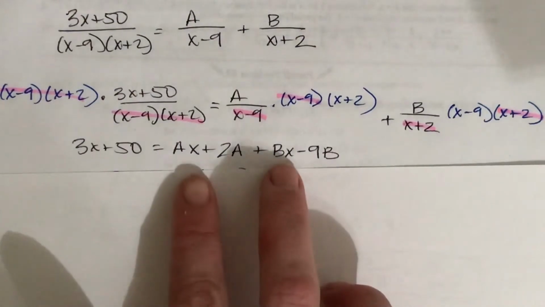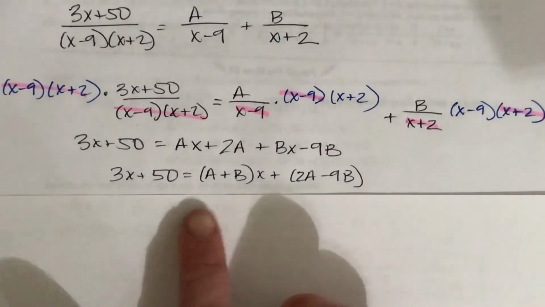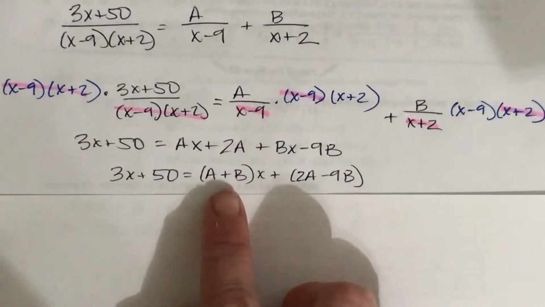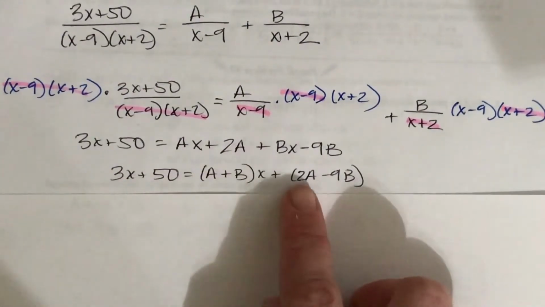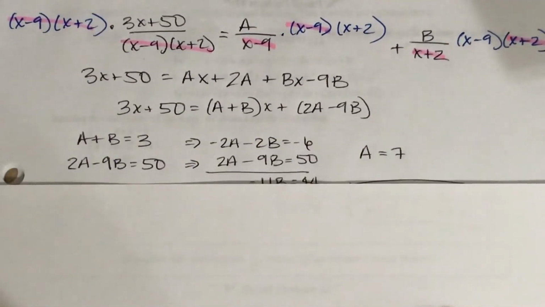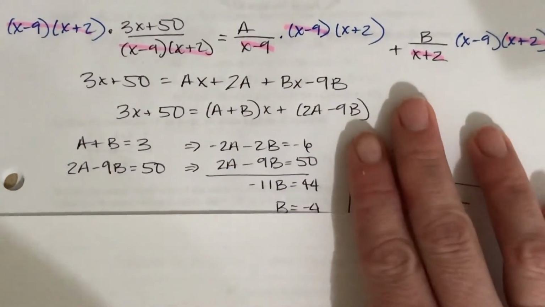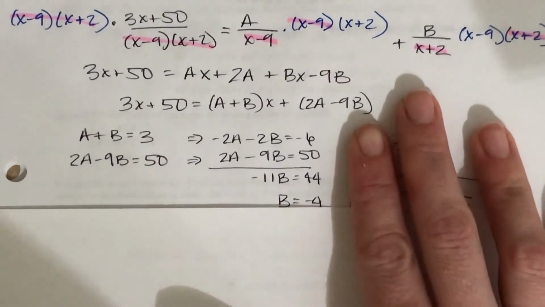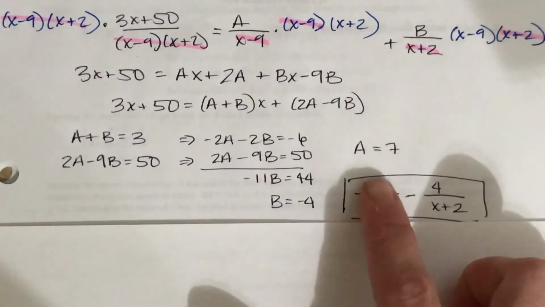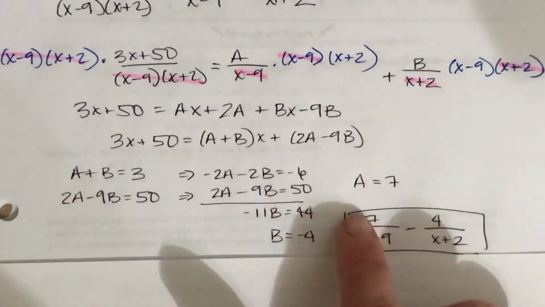Okay, so then we're going to put these x terms together. So we have Ax plus Bx, and we factor out x. So it's (A plus B) quantity x. And then we've got our constant terms together. So we can equate A plus B is equal to 3, and 2A minus 9B is equal to 50. And then you solve the system. You get B is negative 4, so then A is 7. And then you put them back onto the fraction, wherever you had your A and your B.